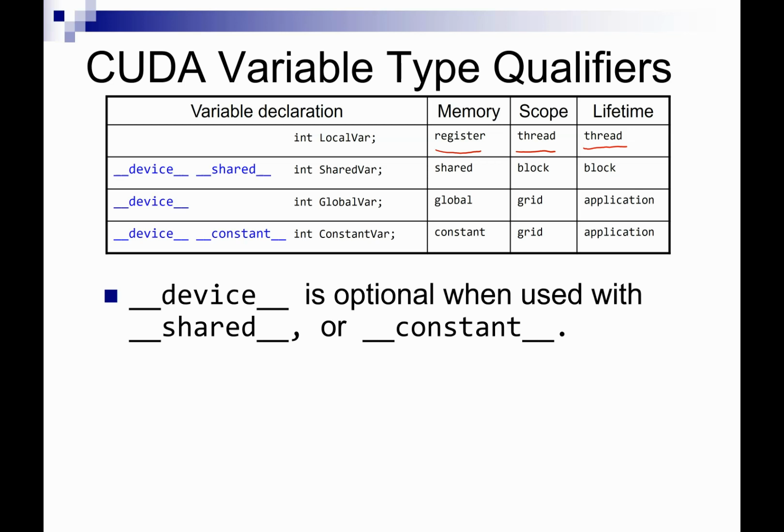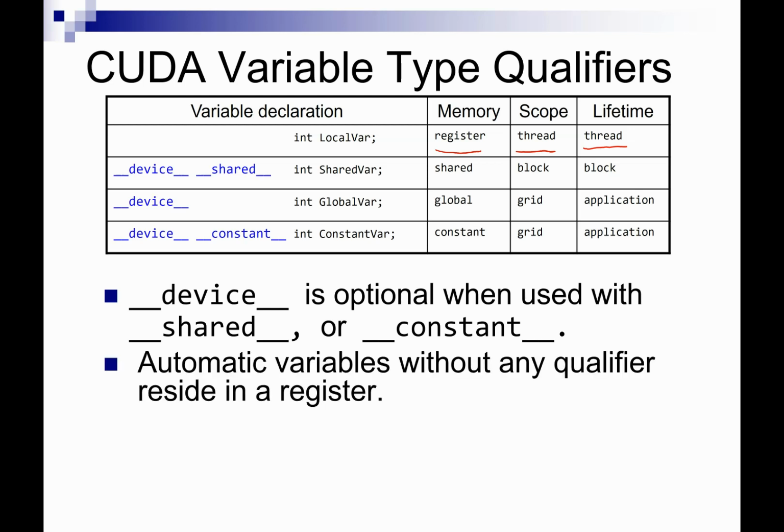And then you have global memory. If you declare memory as device like this, then it's going to be global memory. Global memory is visible to all threads in your entire grid of threads, and it stays around for the entire application. The same goes for constant memory, which we didn't talk much about.